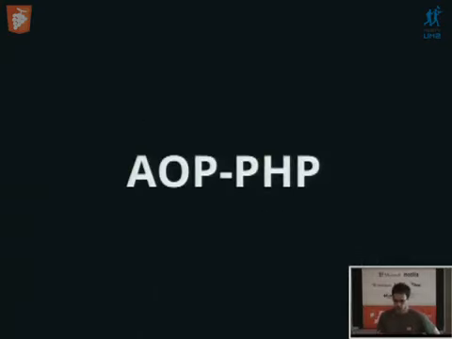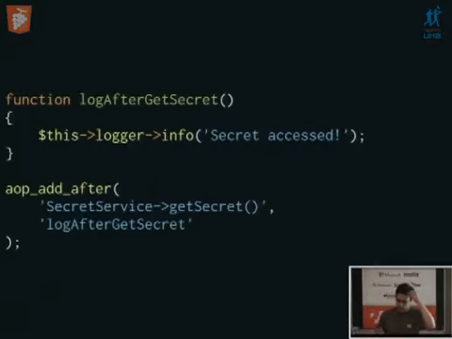The first one, AOP PHP, works like this. You define a function or method, which is your advice. In this case, we're logging. And then you call the aop_add_after function, and you specify your pointcut, so where you want this method to run. And then you specify the name of the function. I think it also accepts callbacks, but I'm not sure. It would be nice. But there are a number of issues with this.